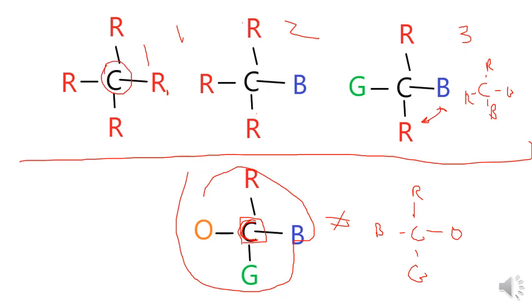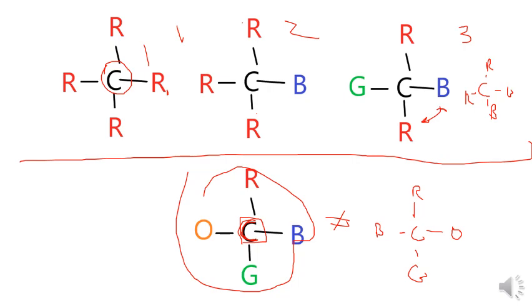Now, these guys up here, it doesn't matter how you draw them, they're always going to be the same. Notice that they don't have all different things attached. There's always at least one other thing that's the same attached. This has all reds. This has 3 reds. This has 2 reds.